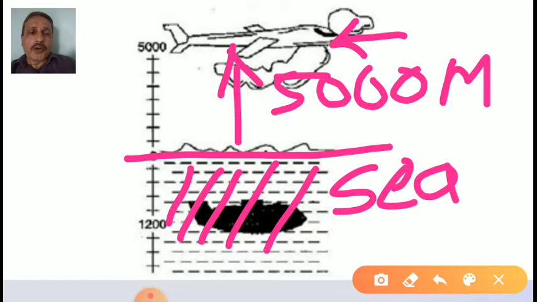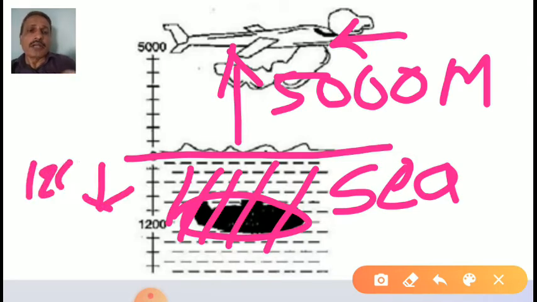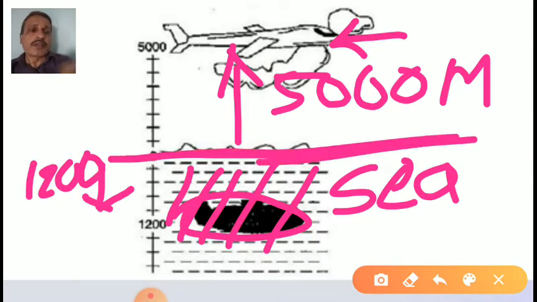At the same point, a submarine. Do you know what a submarine is? It is not floating on the water. It is driven under the water. So here, under the water, the submarine is moving. What is the distance of this submarine? The distance of this submarine is 1200 meters below the sea level. This is our level, the sea level.